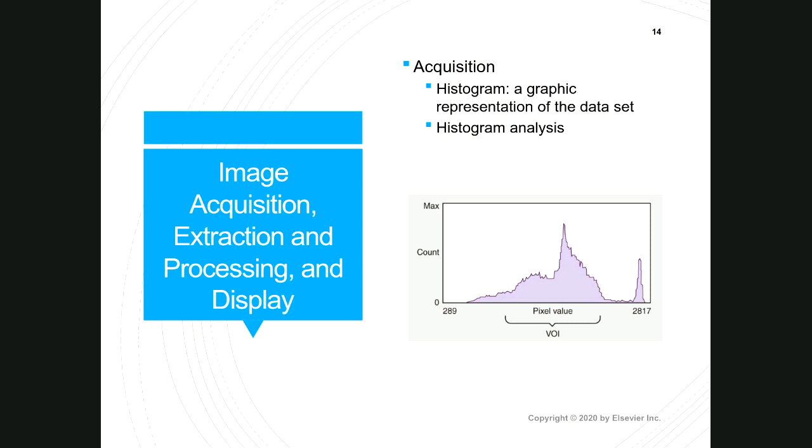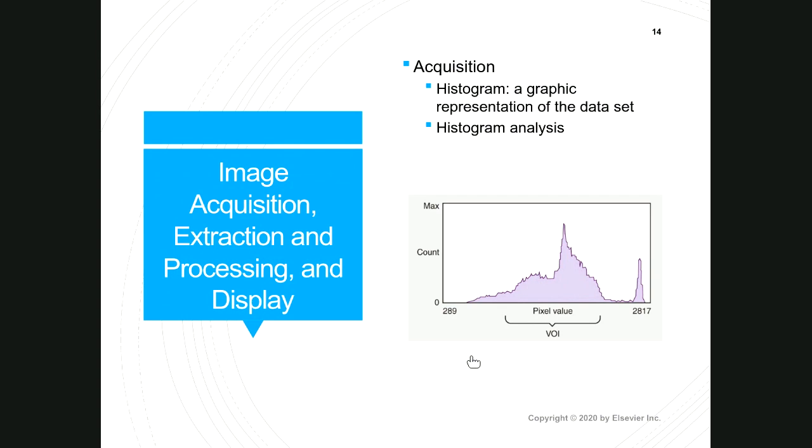So with our digital receptors, both CR and DR, the acquisition is, you have a couple things that come into play. You have what's called a histogram. And your histogram is a graphic representation of your data set. And this is an example of a histogram. So this tells you the pixel value with regard to number, the signal of the pixel value, and this is how many of them there are. So again, you have an X and a Y axis.